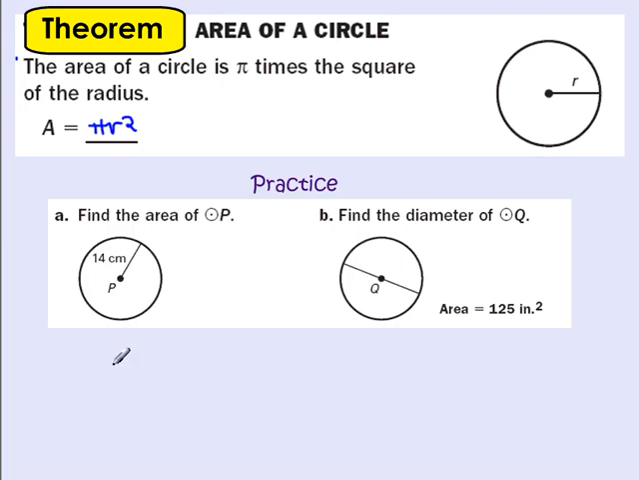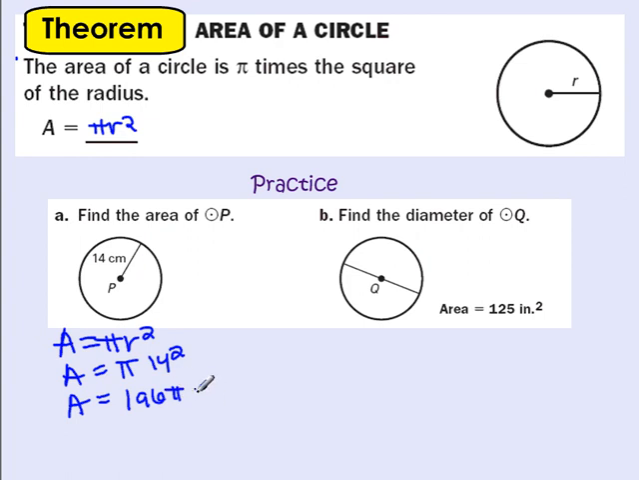So the first example asks us to find the area of circle P. We're going to start with area is equal to pi r squared, and then substitute in the measures we know and solve for the ones we don't. We're asked to find the area, so we're also given our radius, and we'll substitute those values in. So area will equal pi times 14 squared. If you're looking for an exact answer, we would just square 14 and leave pi next to it. In other words, you would just write 196 pi.